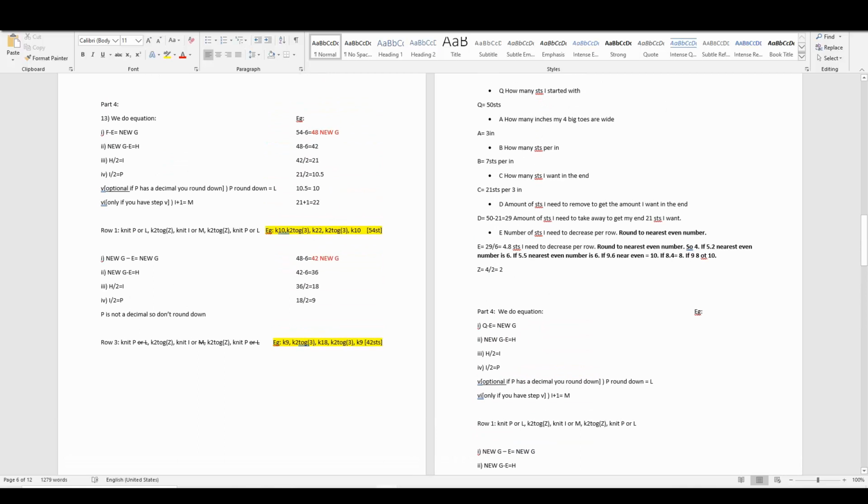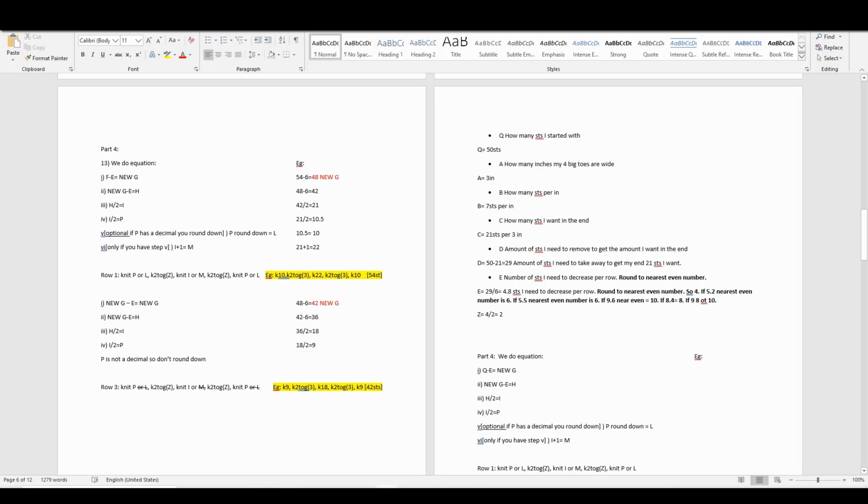So once we have all our numbers, we're going to plug it into the equation that we have. So we're going to begin with Q minus E. So Q is 50 minus E, which is 4. Right here, E is 4, because we round down, equals 46.